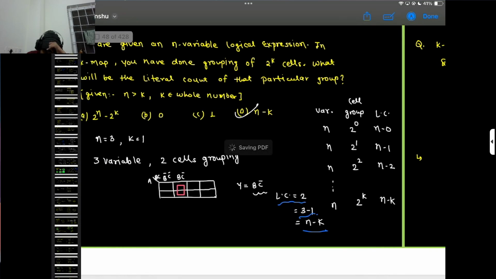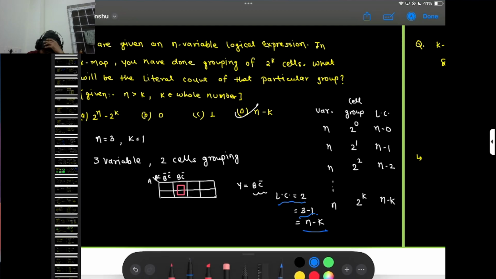Group 2 to the power k and literals are n minus k. Got it.